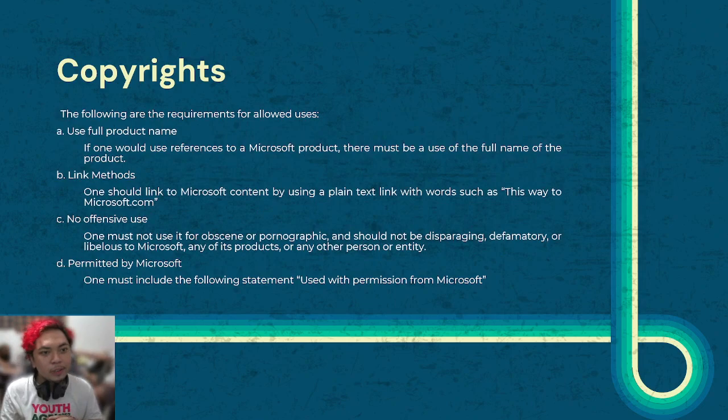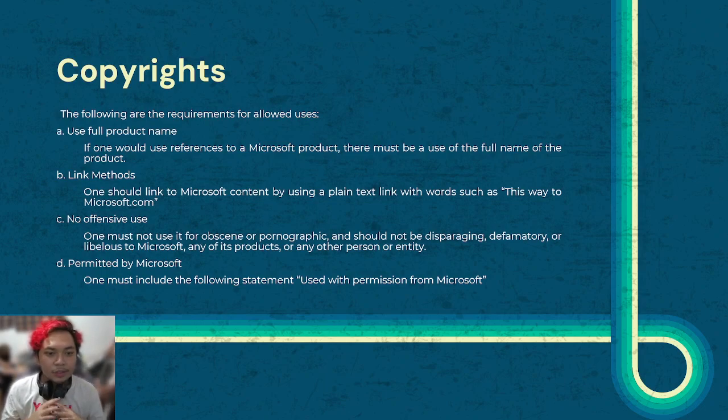In copyrights, we have the following requirements for allowed uses, as Microsoft copyrights its products. First is the use of full product name. If one would use references to a Microsoft product, there must be a use of the full name of the product. Next is the link method. One should link to Microsoft content by using a plain text link, with words such as "Microsoft.com".